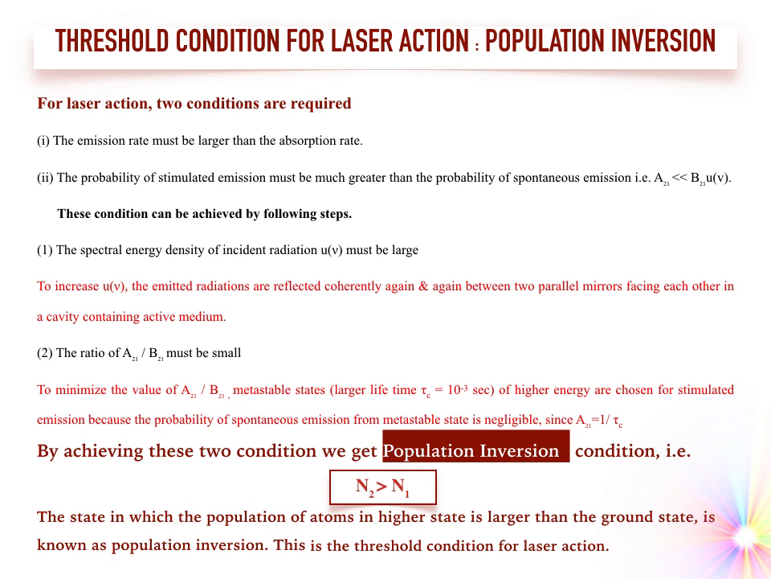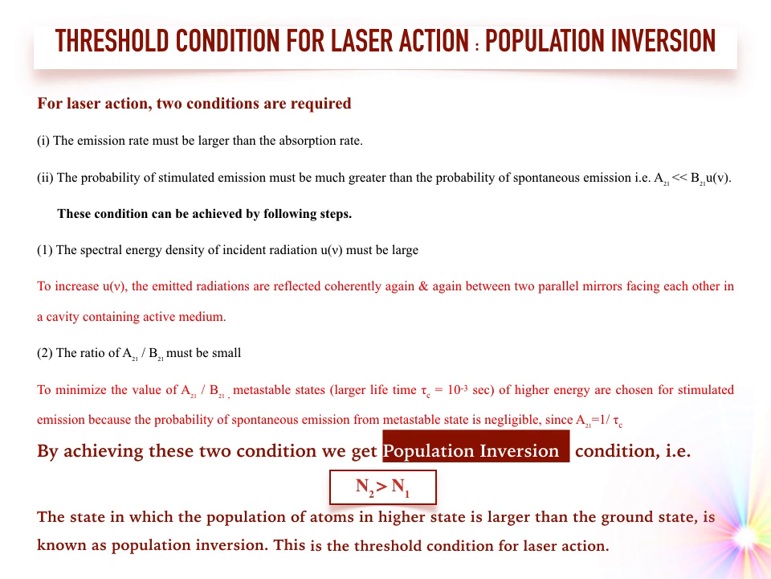because from metastable states the transition of electrons from spontaneous emission is negligible, as A21 is equal to 1 upon tau c, where tau c is the lifetime of energy state. For metastable state, the value of tau c is approximately 10 raised to power minus 3 second, which is very large as compared to lifetime of other excited state, that is approximately 10 raised to power minus 9 second.